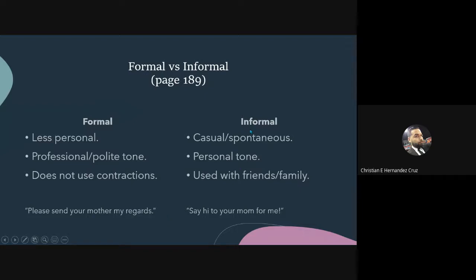Okay? Informal language would be something that's casual or spontaneous, something that has a personal tone, or something used with friends or family. For example, we could say that same sentence informally. So that would be, say hi to your mom for me. Basically, if you see the word please, or if you see una palabra de domingo, like regards, then you can know that this is formal language.